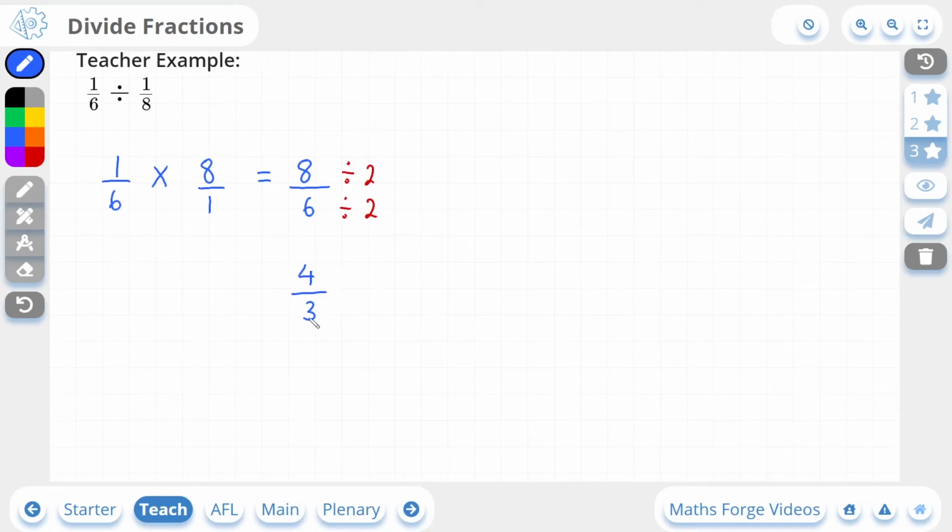Now this is still an improper fraction, so it's not in its simplest form. We have to simplify this further. How many times can 3 go into 4? Well, think of your 3 times tables. It can only go into it once, one whole time. And then we're going to have a remainder of 1 left over the original divisor of 3. And this 1 1/3 cannot be simplified further, so it should be our final answer.